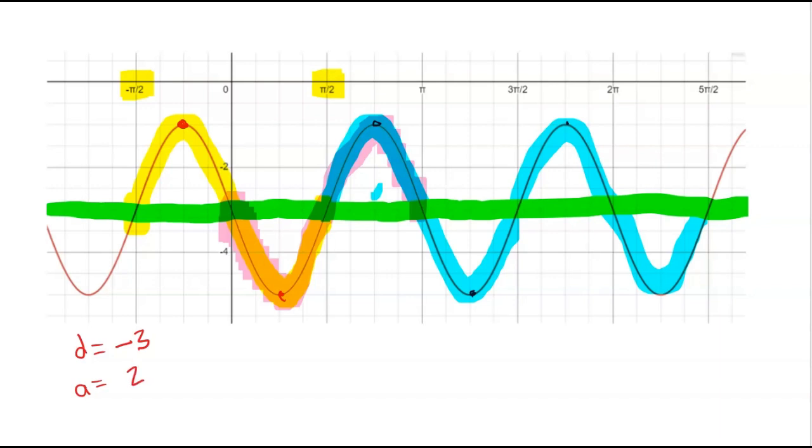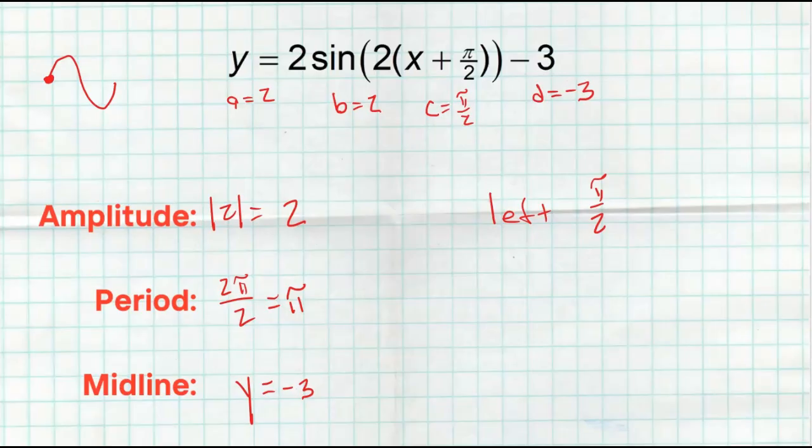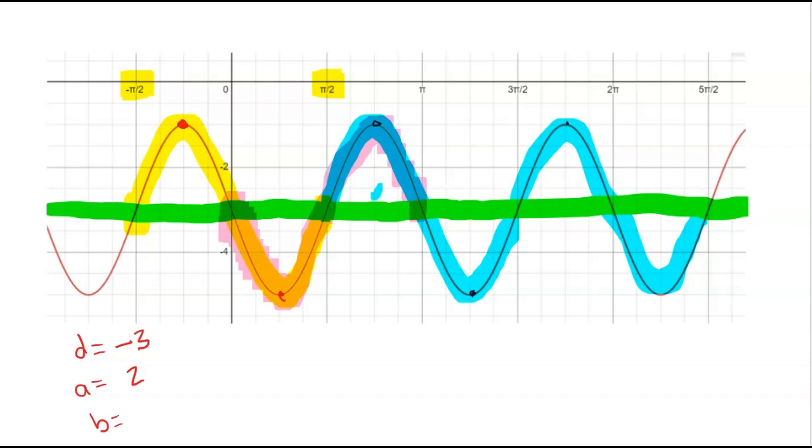And I cannot change my period. My period was pi, and that was based on my b value of 2. I can't change those things. But check this out. If I want this to be my sine function right here, I do need a reflection, because it starts going down. So I need to put a negative on my a value. Now my amplitude is still 2, because remember the amplitude is the absolute value, but I do need that negative on the a value, which is going to cause that reflection.